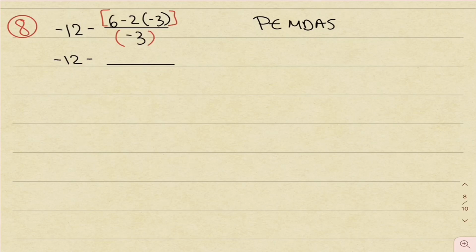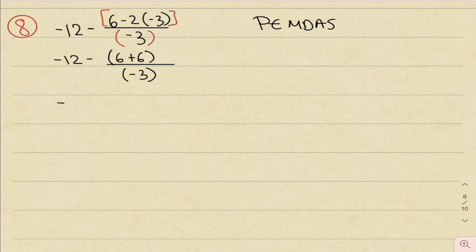So inside of parentheses, I have subtraction and multiplication. So first I'm going to multiply. So I have 6. Negative 2 times negative 3. What's negative 2 times negative 3? Is going to be positive 6. So I have 6 plus 6 on top divided by negative 3.